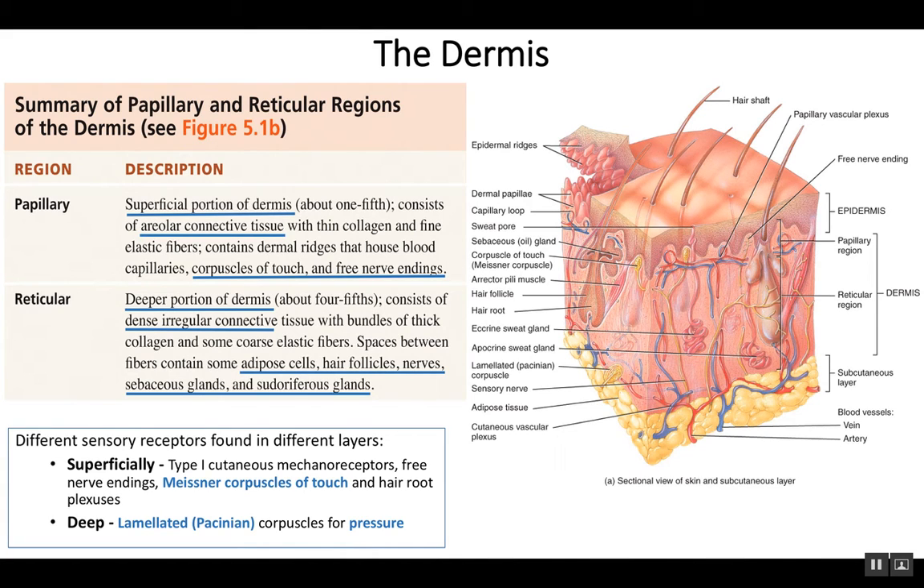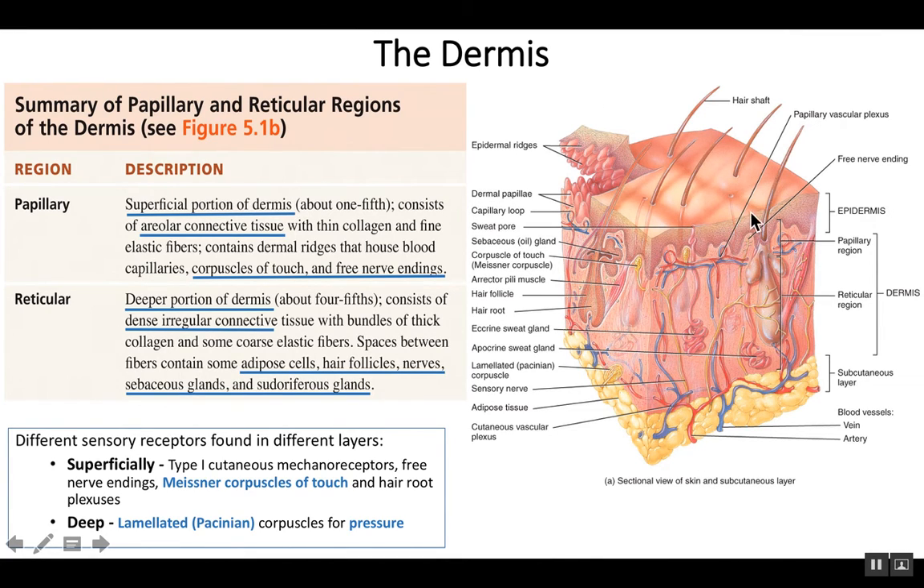As mentioned previously, the dermis is primarily connective tissue, but it does contain other tissues like nervous tissue for the neurons. There's also some muscle in the dermis. But we're going to, again, use this summary table and describe the different regions of the dermis and compare this information to this drawing on the right.